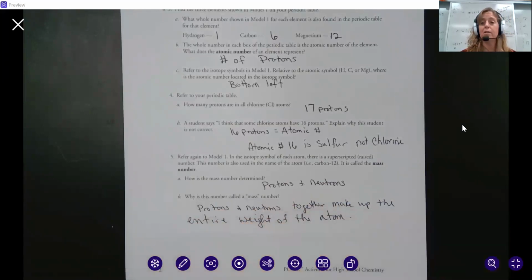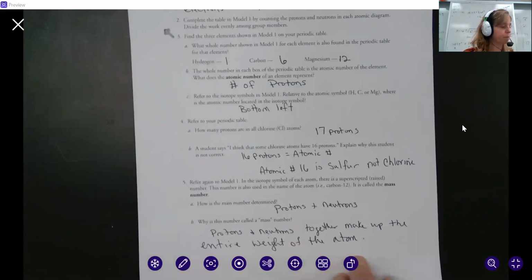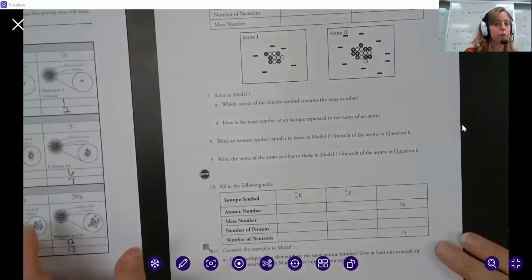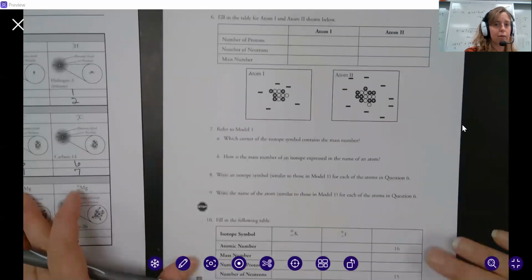So it's called the mass number because the whole mass is concentrated in the nucleus, and that's what makes up the whole mass of the atom. So those two together, that's why we call it the mass number. Okay? All right, now flip your page over to the next diagram here.